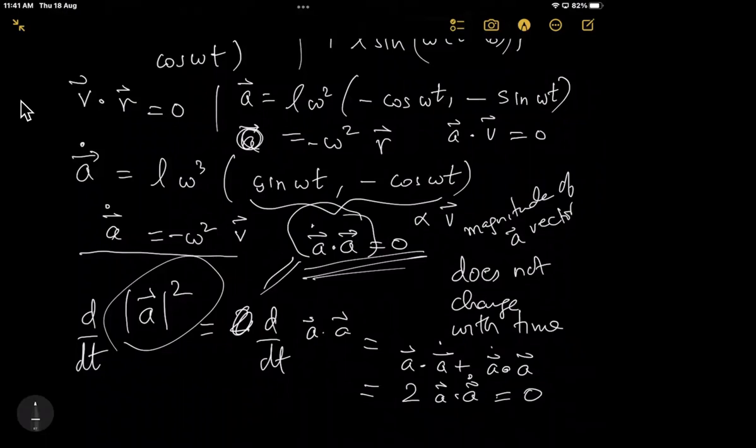Right, sir. Also, in your parting lines, what you said at the end of this class was that the significance of a dot a vector equal to 0 is also that the tip of the vector a would follow a circular path. So do we have to mention that as well?